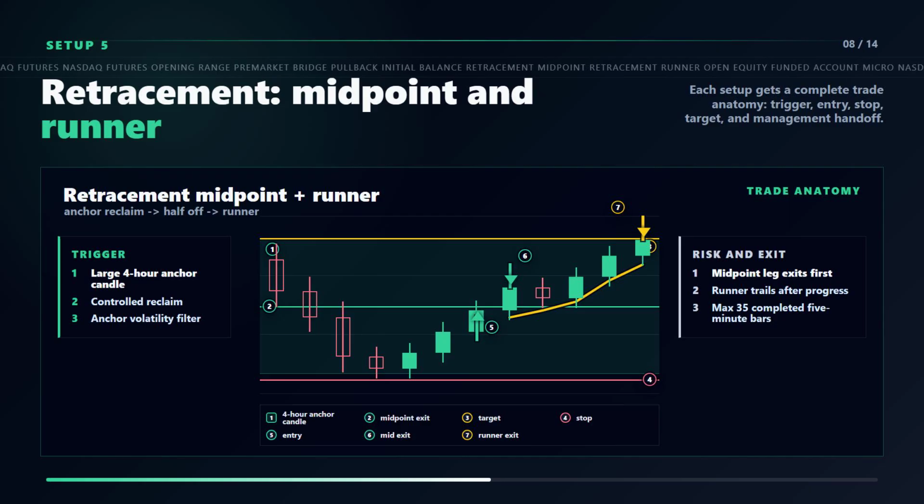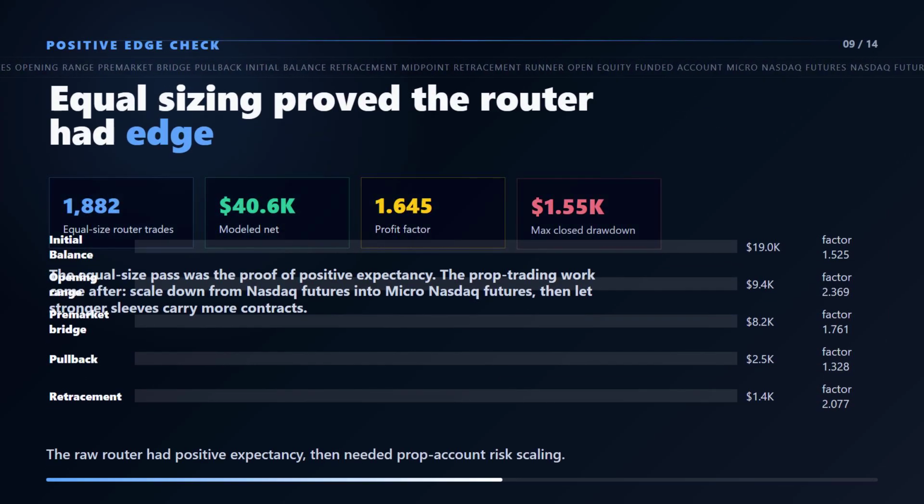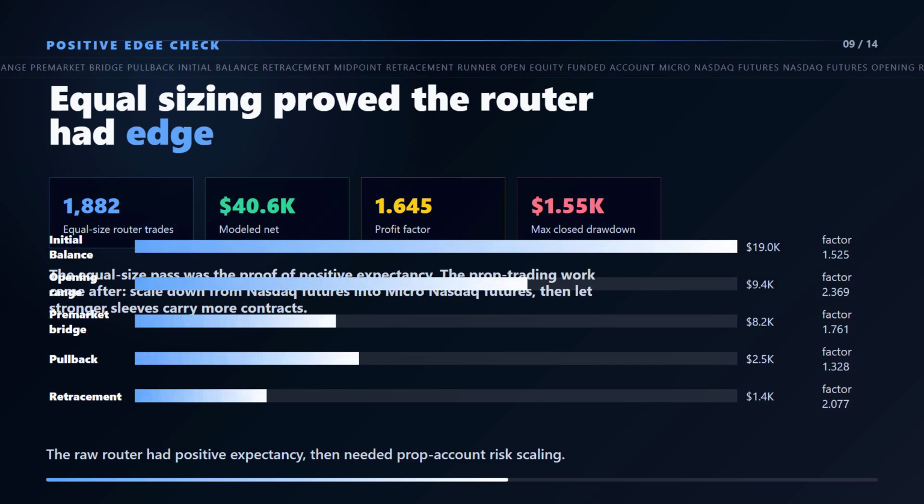Before sizing for a funded account, the router was tested with equal sizing to confirm the edge shape. The selected chain had about 1,882 trades, about $40,600 of modeled net profit, a profit factor near 1.645, and closed drawdown near $1,550. That was positive expectancy, but it was not yet a prop trading size.